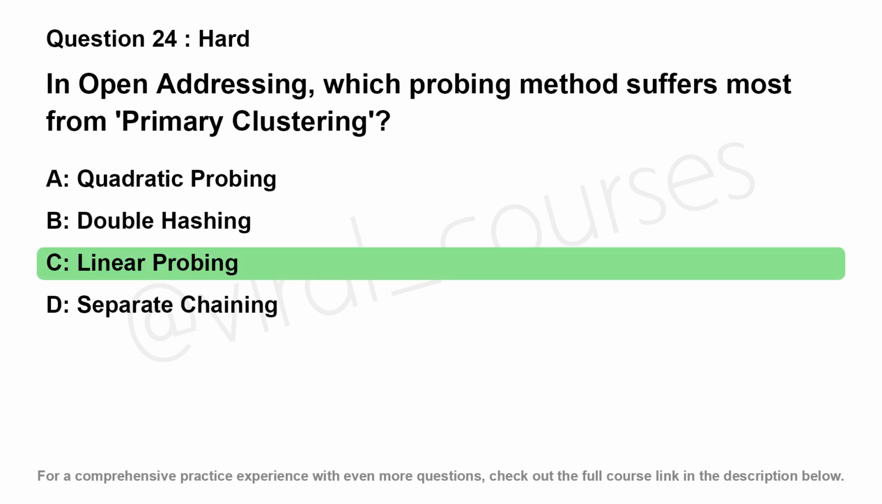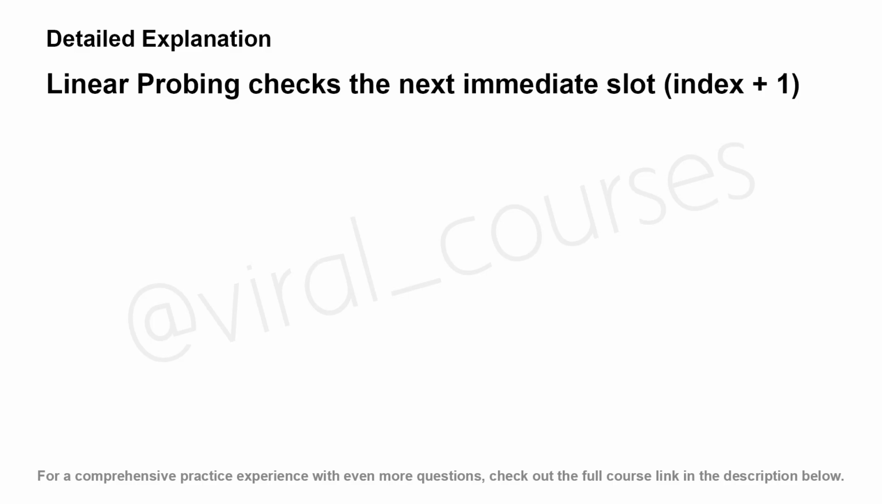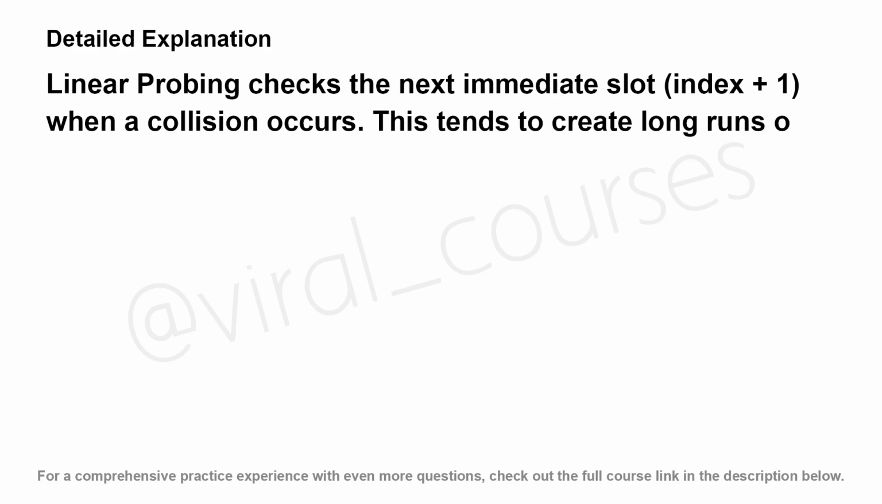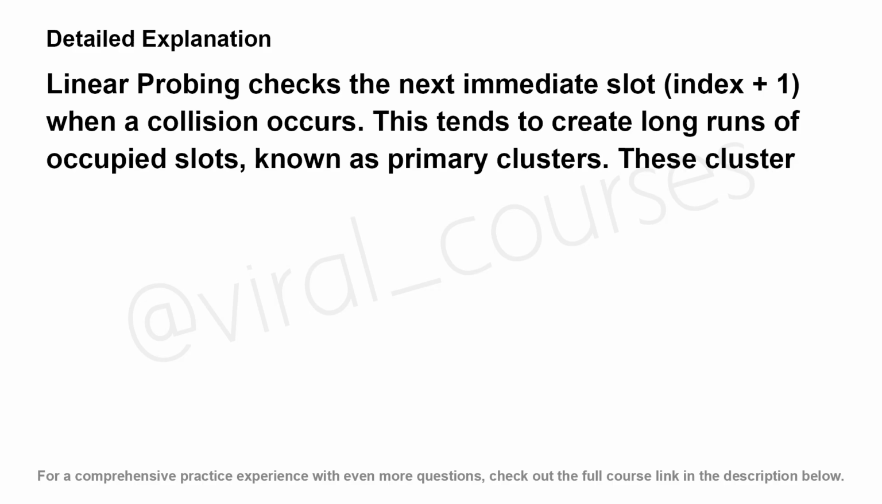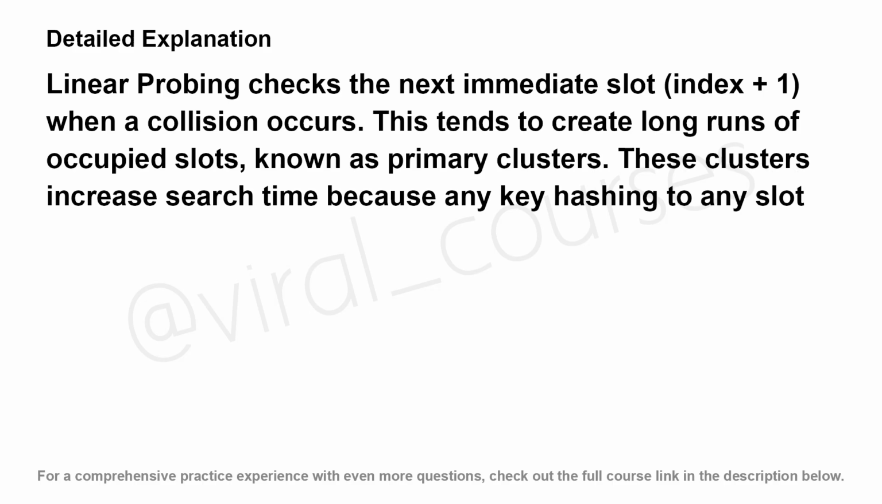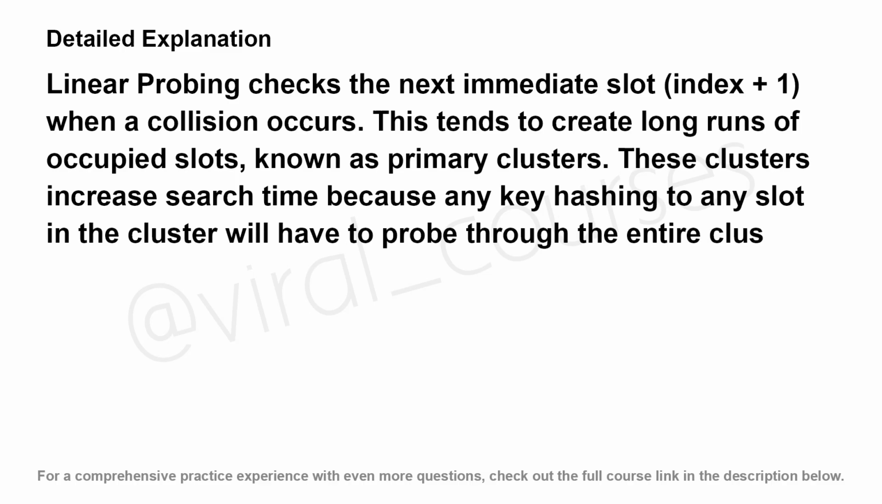The correct answer is C. Linear probing checks the next immediate slot, index + 1. When a collision occurs, this tends to create long runs of occupied slots, known as primary clusters. These clusters increase search time because any key hashing to any slot in the cluster will have to probe through the entire cluster to find an empty spot.